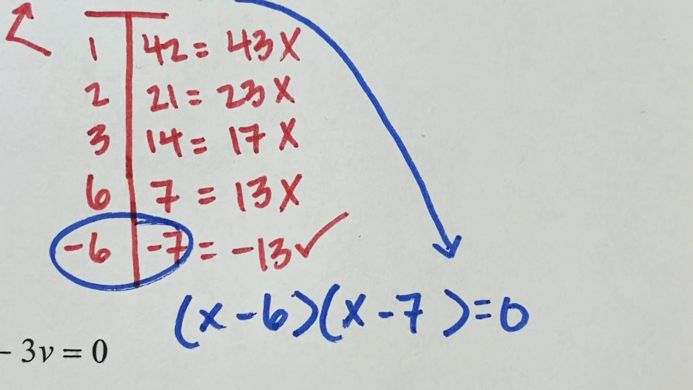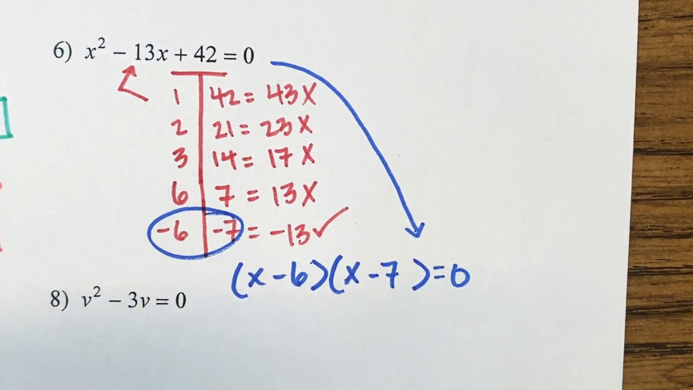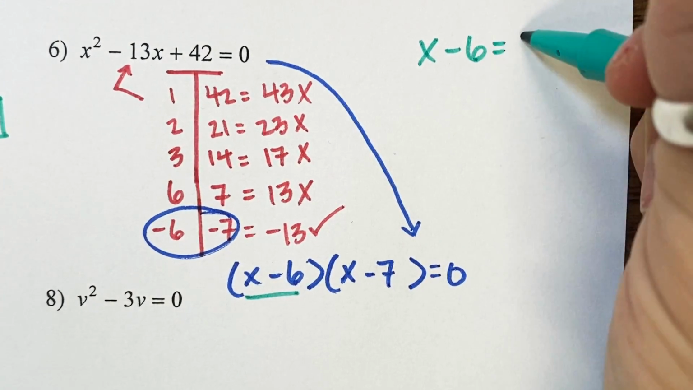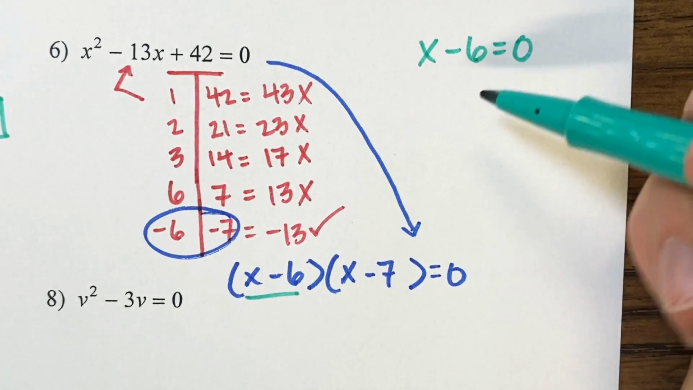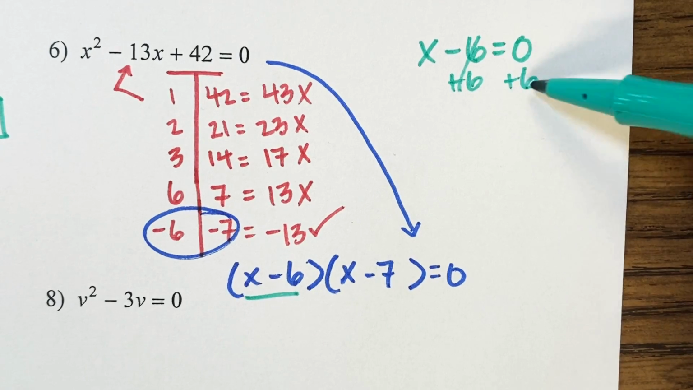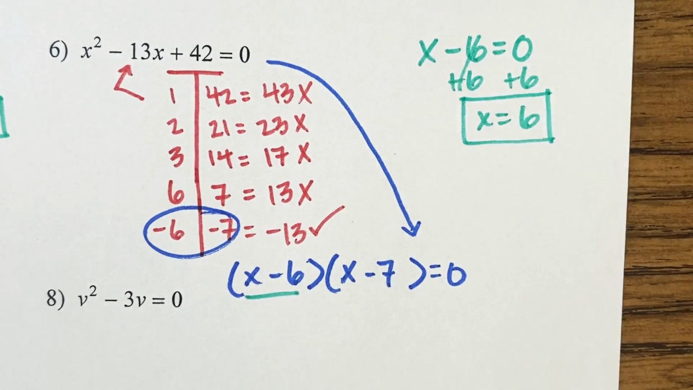And now we can take each piece and just solve for x. Okay, so I'm going to take my first piece, x minus 6 equals 0. Okay, so let's solve that one really quick. The opposite of minus 6 is plus 6, 0 plus 6 is 6. So my first answer is 6.